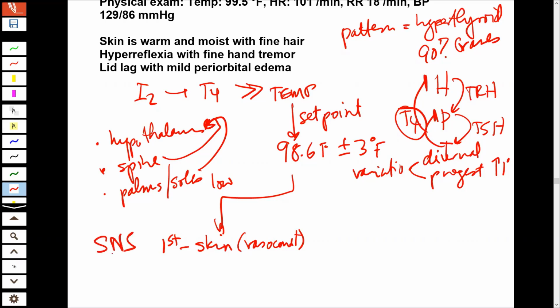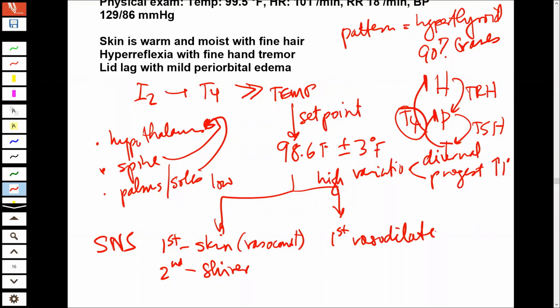Sympathetic nervous system, okay? Second is going to be shiver to try to create heat, and that's it. Then you die. Then your core temperature drops and you're dead, okay? What happens if you're high? Vasodilate. Yes, you sure do. And how do you do that? Parasympathetic? Oh dear.